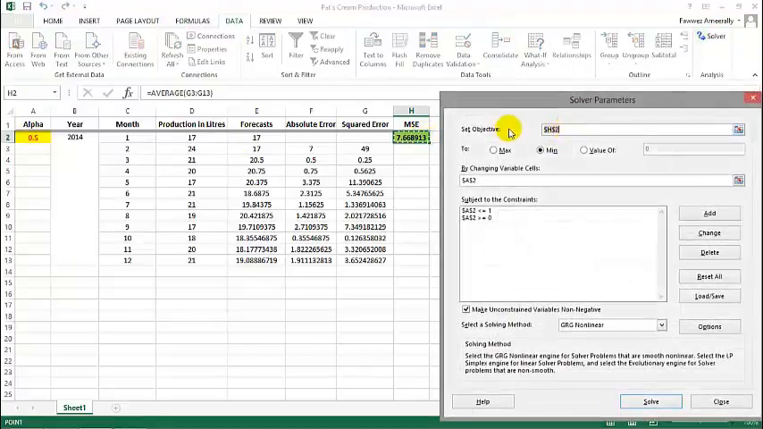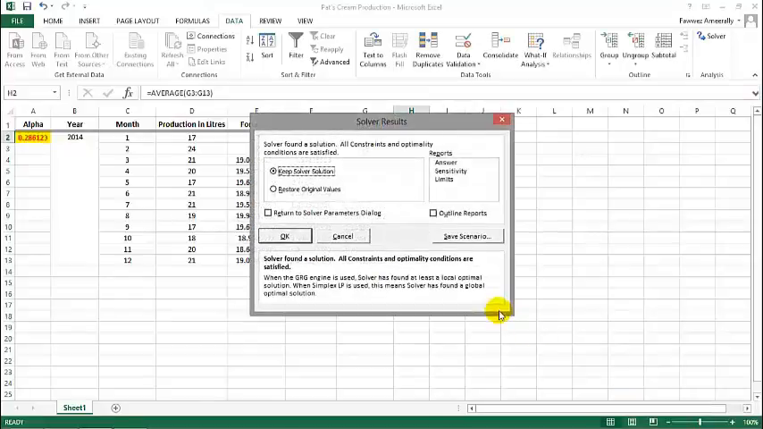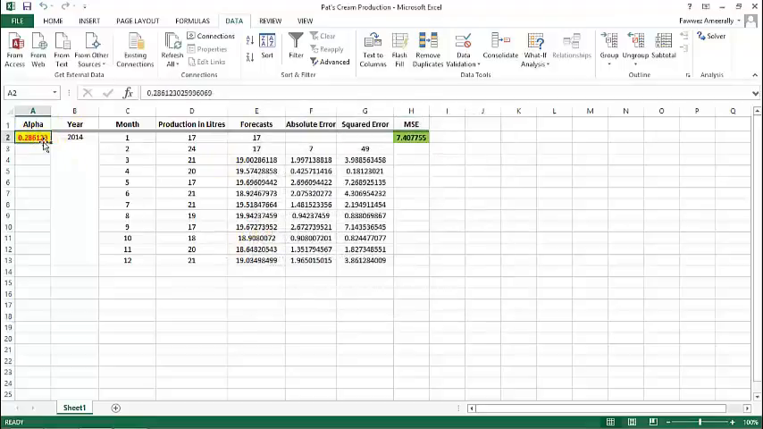In the solver, we will set the objective as the mean squared error to minimum, and by changing variables, the variable will be the alpha. We need to add two constraints because alpha is between 0 and 1. We just add the constraint and then click on solve. As you can see, the Excel sheet has found an optimal alpha which is 0.286 approximately.